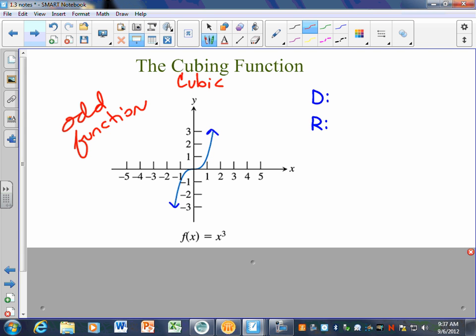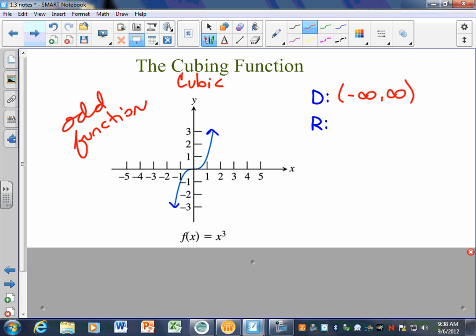What would the domain of this be? All real numbers. Pretty good guess, right? Hopefully it's not a guess, right? Hopefully you know there's no place on that graph where x can't be. You can plug anything you want in for x here. There's no restrictions, there's no jumps, there's no breaks, there's no asymptotes. All real numbers is a good thing to write for the domain.